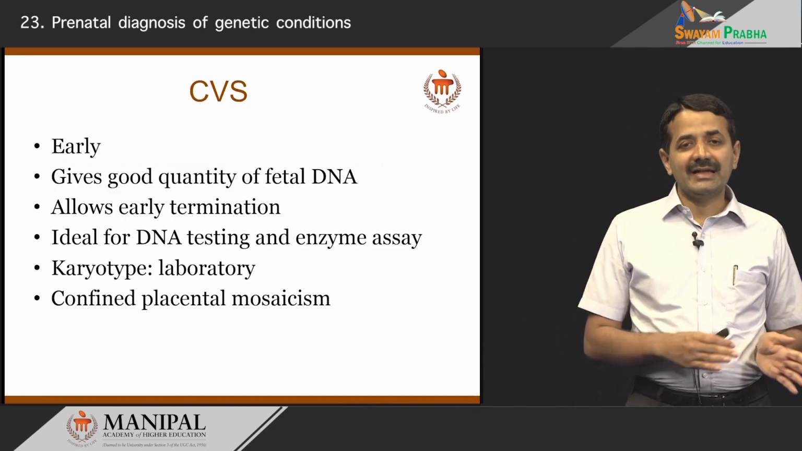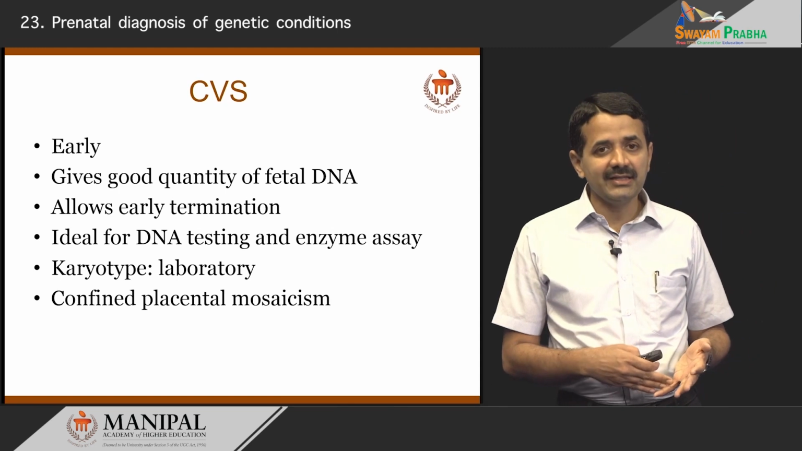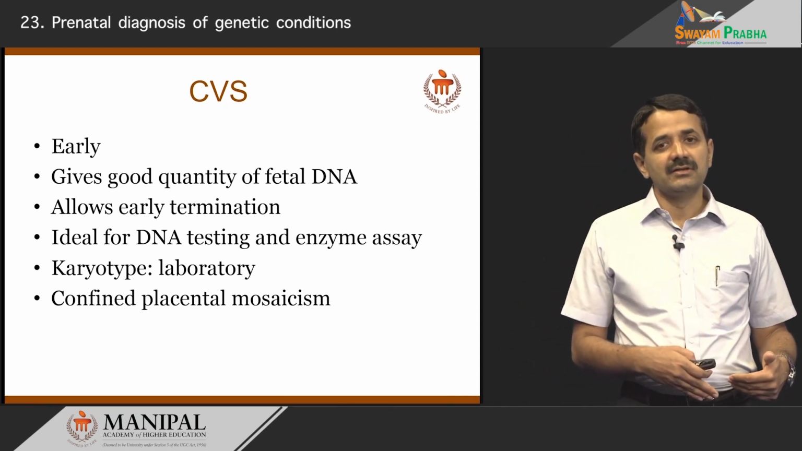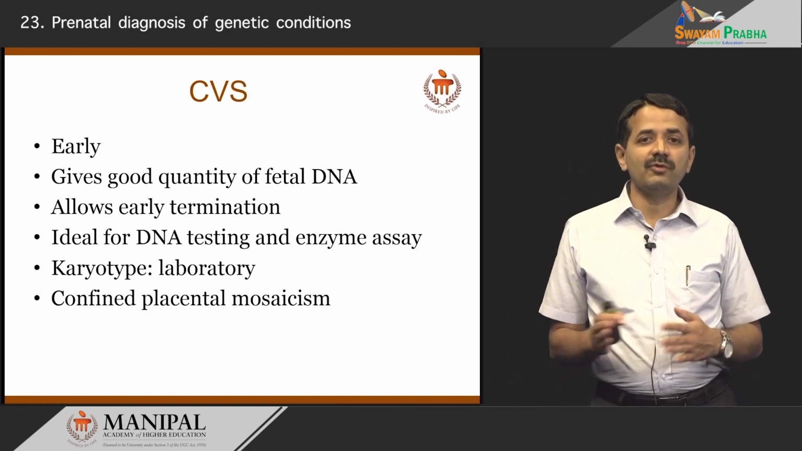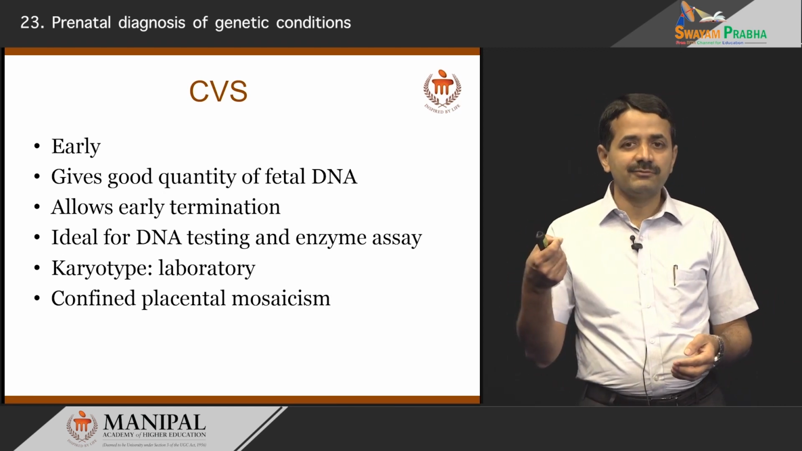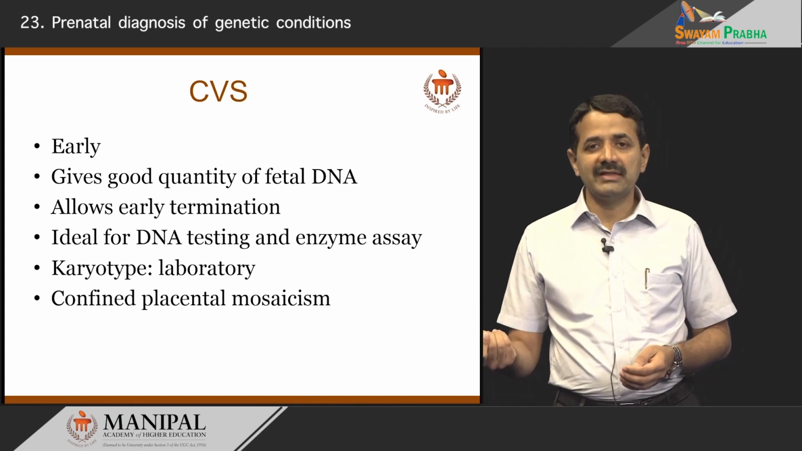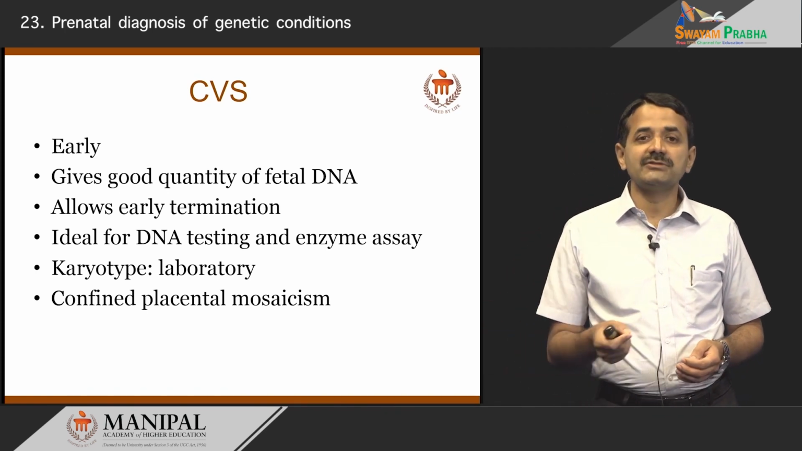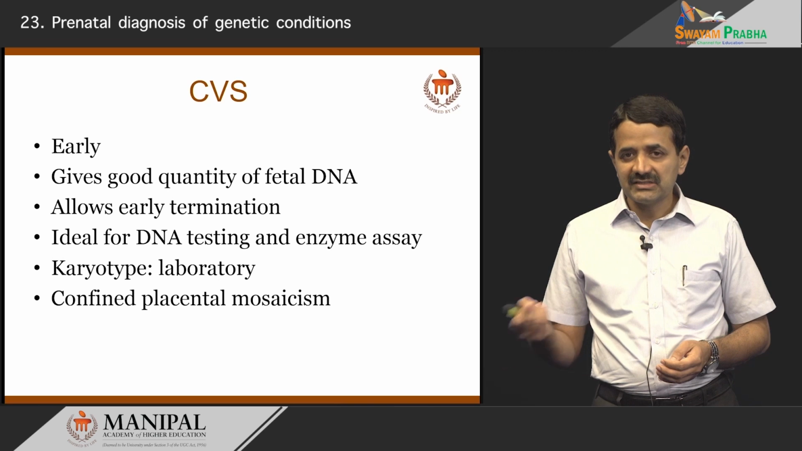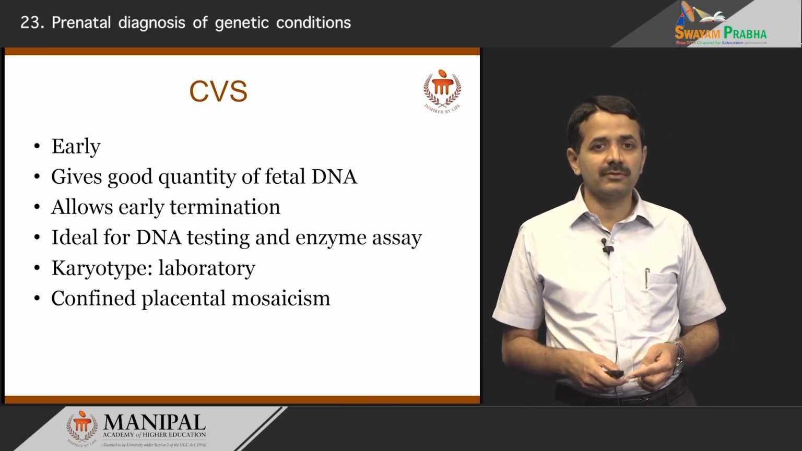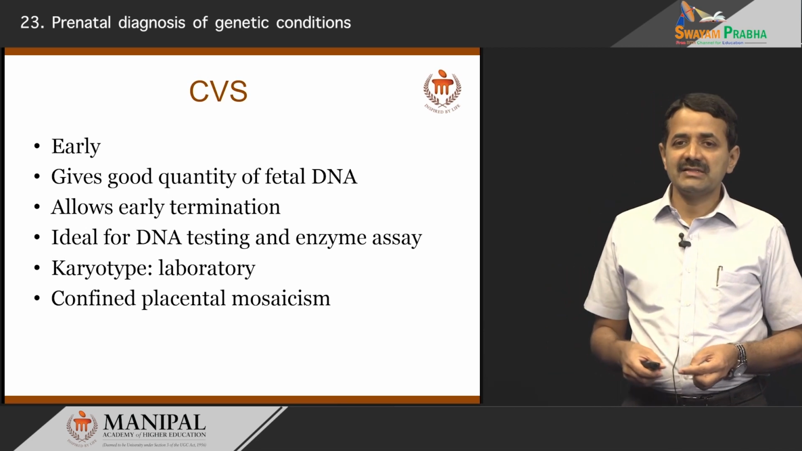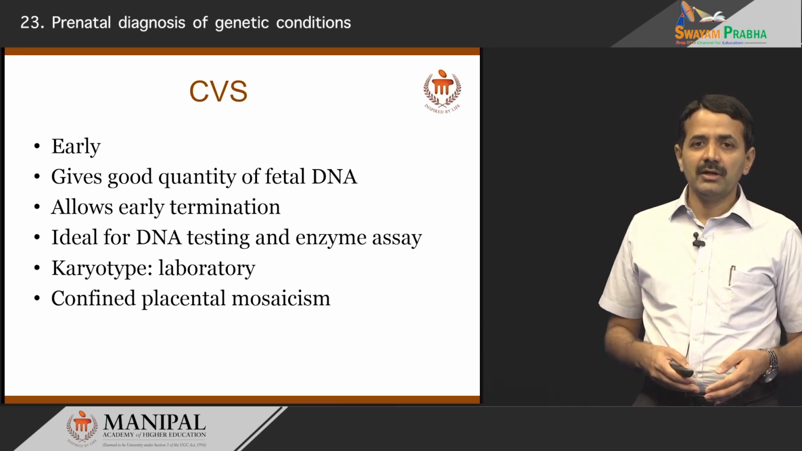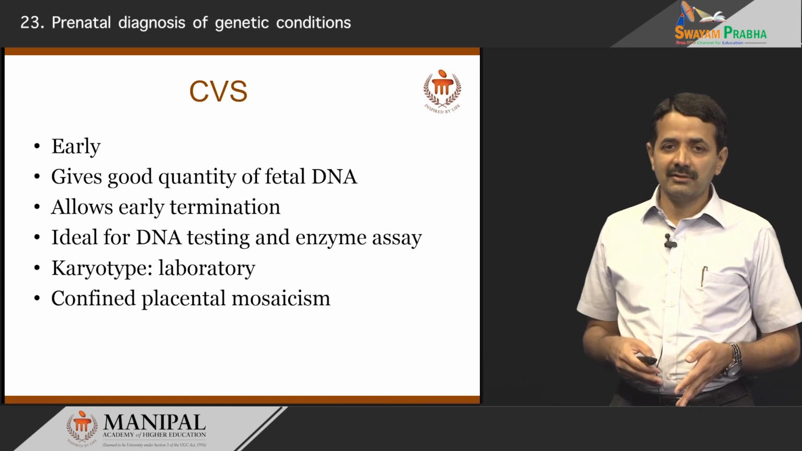It is done at 11 to 12 weeks. So, it is early in pregnancy, probably the earliest test which we can do. Between 10 to 12 weeks gives a good quantity of fetal DNA. When we take a few villi, it usually contains more DNA than amniotic fluid, allows early detection of the disease and early termination before 12 to 13 weeks, and it is ideal for DNA testing and enzyme assay if you want to do. And if there is a good lab, they can do karyotyping.